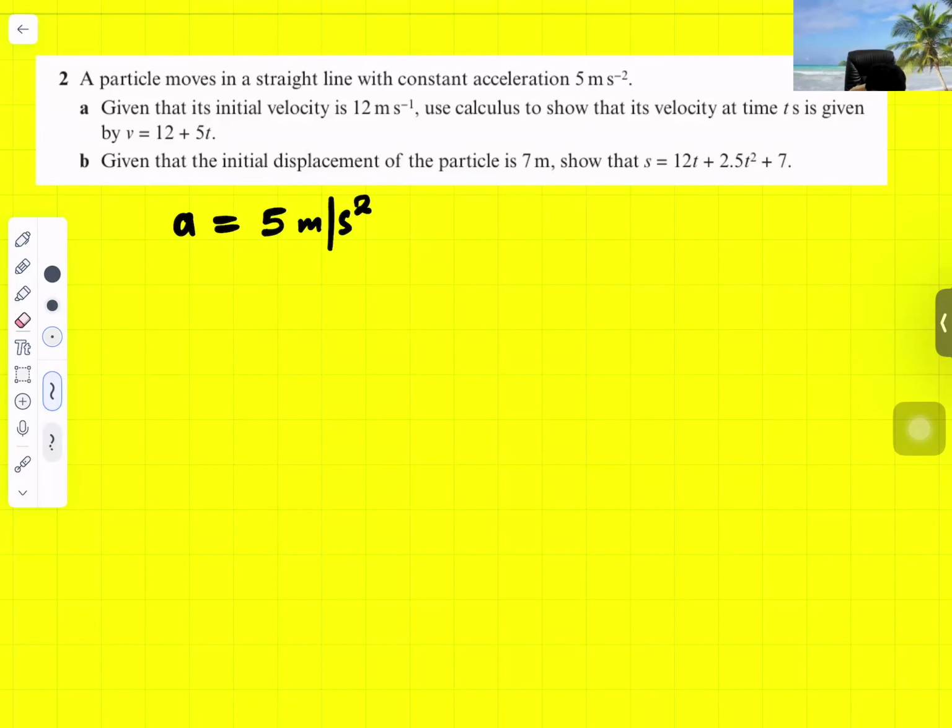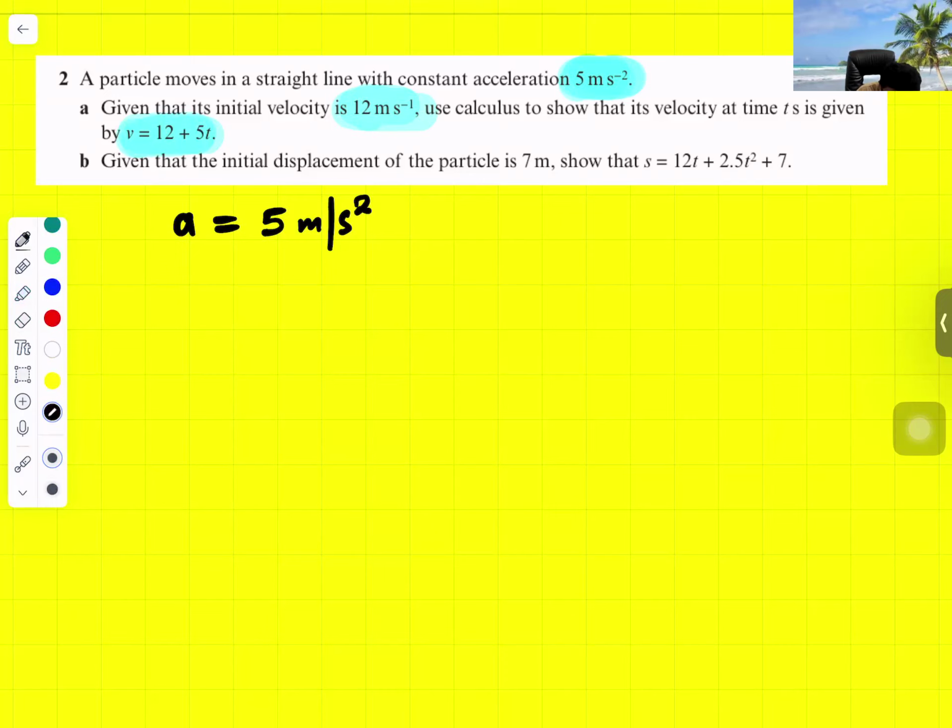So it says a particle moves in a straight line with constant acceleration of 5 meters per second squared. So I highlight 5 meters per second squared. Initial velocity 12 meters per second. And then show that its velocity at time t is given by that expression there.